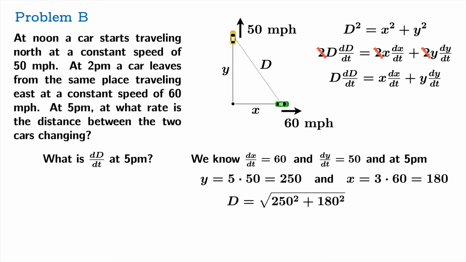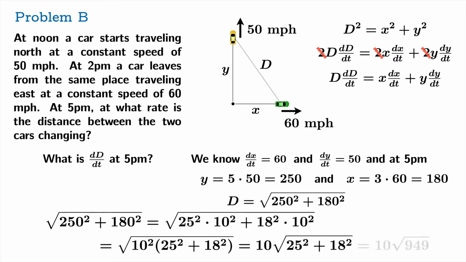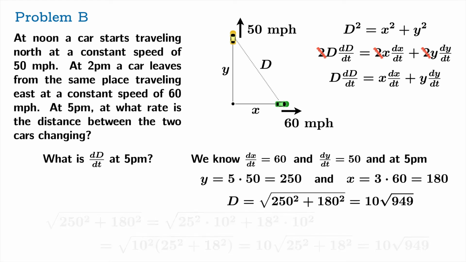So the distance between the cars, we also need to know this. A simple application of the Pythagorean theorem will do. And if you prefer to work it out with pen and paper, you could factor out the 10 and find that it is 10 root 949. In any case, we are now in a position to write down the rate of change at 5 p.m.